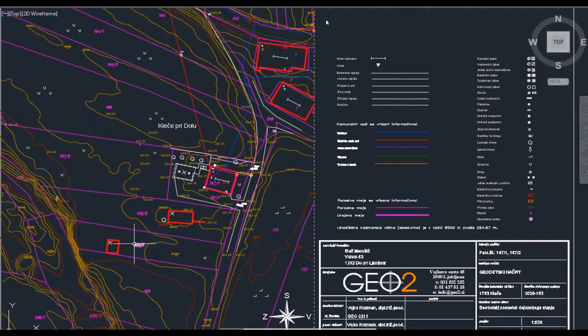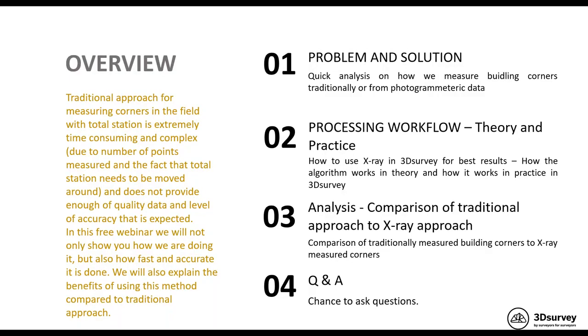So in the beginning, what we were doing when we did a big survey map, we flew over the terrain with the drone, made the digital terrain model and orthophoto, and then we just quickly measured the corners of the buildings with total station. So now we have a solution that will help us for this purpose. We will check how the X-ray function works.